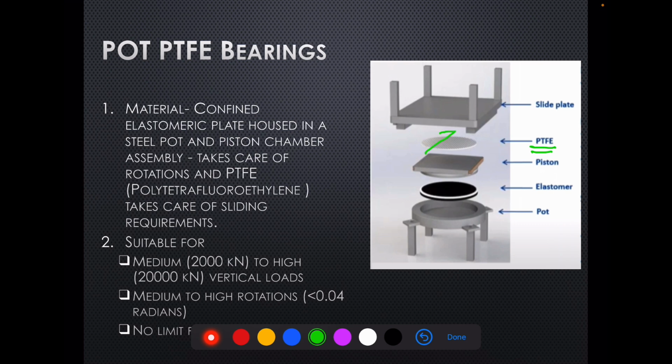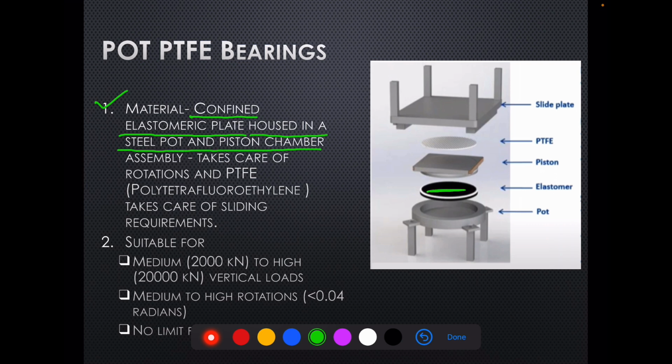So it takes care of sliding movements. And over this PTFE, it is covered by a slide plate. So this is the overall arrangement of a pot PTFE type bearing. So let's see point number one, confined elastomeric plate housed in a steel pot and piston chamber.